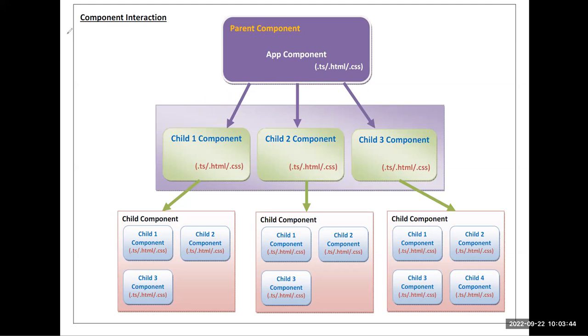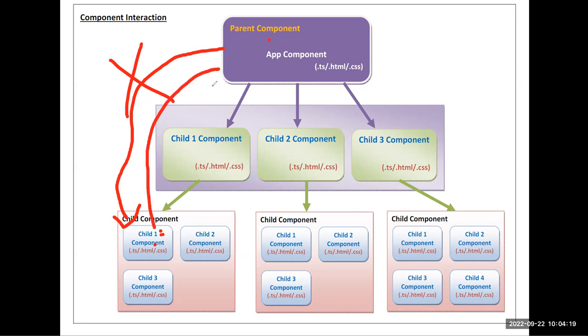Now, if you want to send data directly from this parent component, the app component, to the child of child 1, we have to send that data through this child 1. So can we send directly that data to this child? Direct sending is not possible. You cannot send directly from the app component to the child of the child 1 component. You cannot send it. And you cannot send that child's data directly to this app component either. Directly it does not happen.